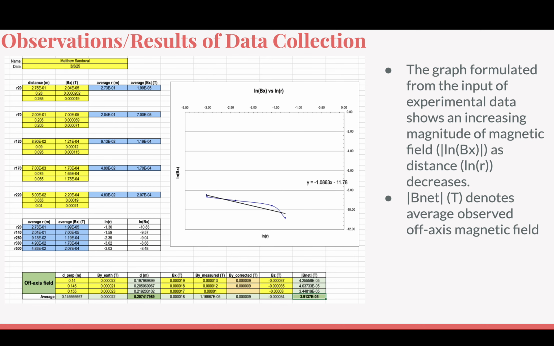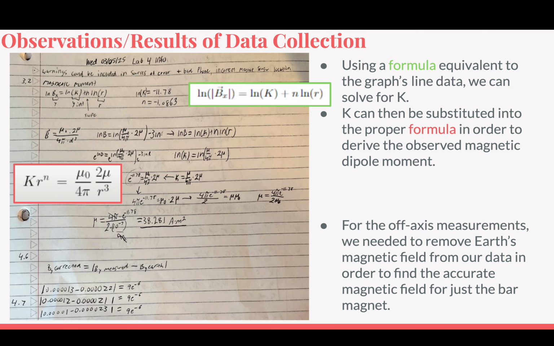The Excel spreadsheet automatically created the distance versus magnitude of magnetic field slope line. And you can tell from the graph that it shows an increasing magnitude of magnetic field, which was the y-axis, as the distance, which was the x-axis, decreases. Again, after collecting necessary data and inputting it into the Excel spreadsheet, I had to do a couple of calculations as per the lab document.